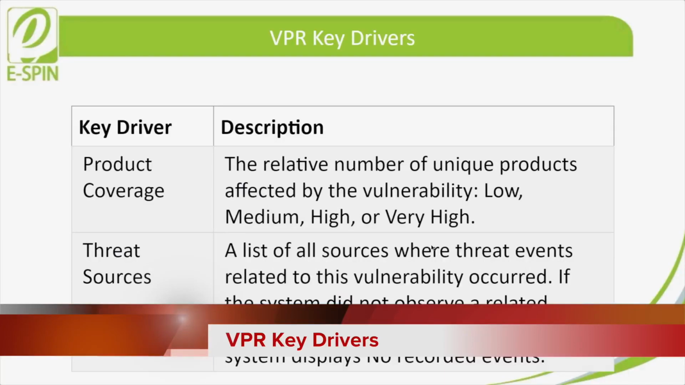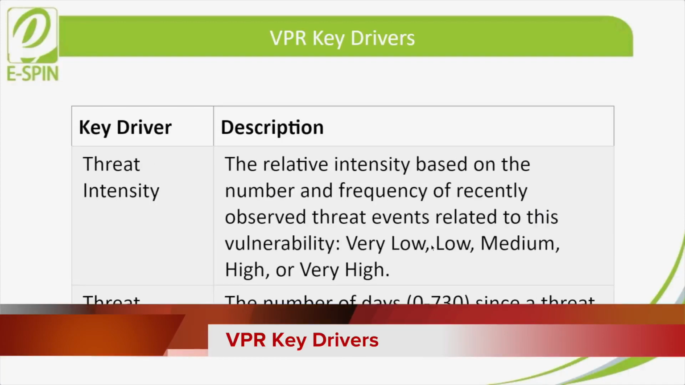The next key driver is product coverage. It is the relative number of unique products affected by the vulnerability, like low, medium, high, or very high. Then the next key driver is threat sources: a list of sources where threat events related to this vulnerability occurred. If the system did not observe a related threat event in the past 28 days, the system displays no recorded events. The next key driver is threat intensity.